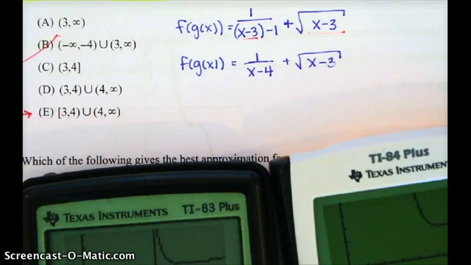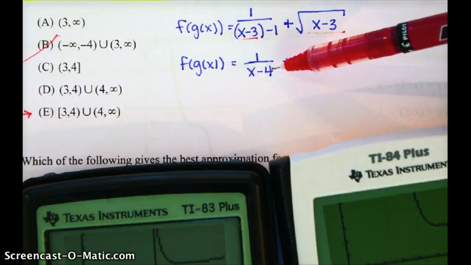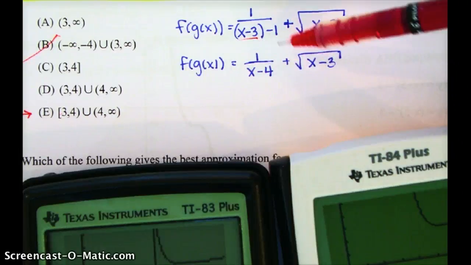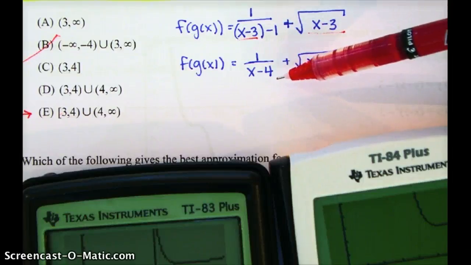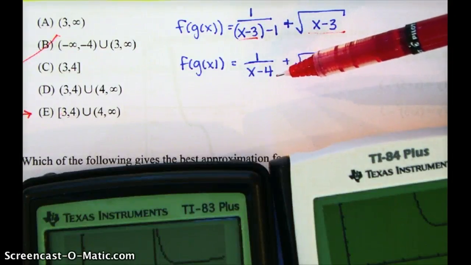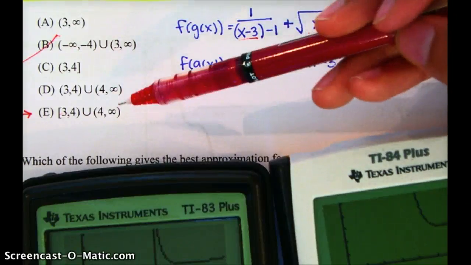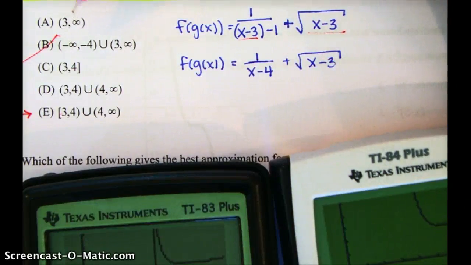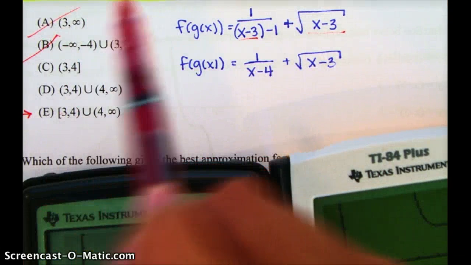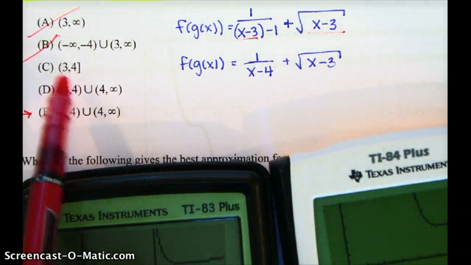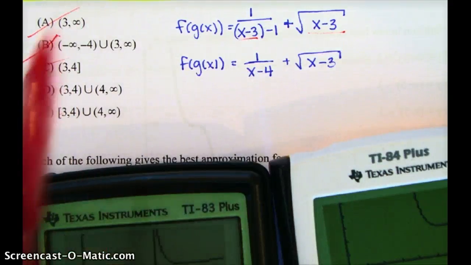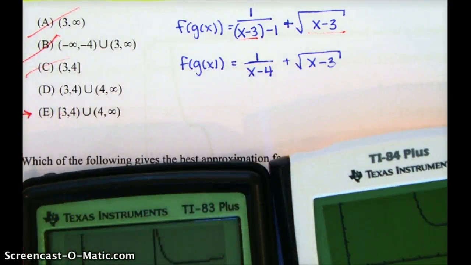An asymptote at 4 would mean that if I plug in 4, something goes wrong. And sure enough, if I try it, 4 minus 4 on the bottom of a fraction gives me an undefined value. In other words, I'm not allowed to plug in 4, which means 4 is not part of the domain, which means I should eliminate any domains that include 4. Well, A includes 4 because 4 is between 3 and infinity, so A's got to be wrong. C includes 4 because it's got a closed bracket at that dot. D and E don't include 4.